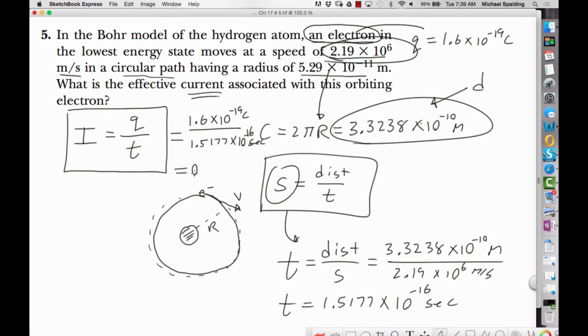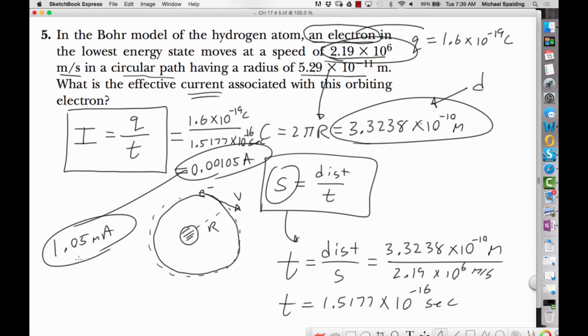And this comes out as 0.00105 coulombs per second. But what's a coulomb per second? That's an amp. And if you want to be cool, you could just say 1.05 milliamps. But I think the back of the book gives it in amps.